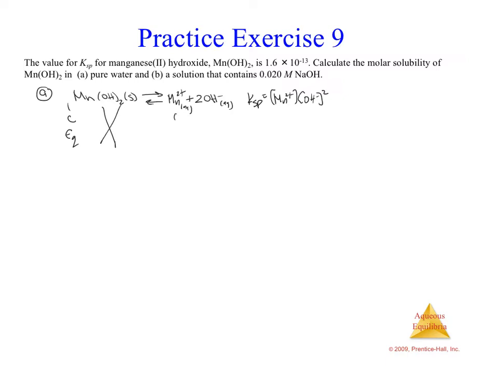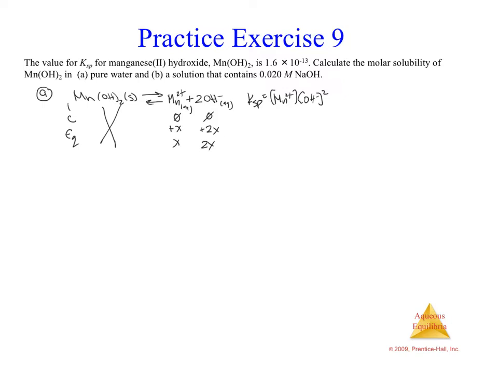Solids we ignore. We always start, because we're not told that we have any products, with 0, and they're going to form in this 1 to 2 mole ratio, which we keep at equilibrium. Now we have to stop and think, how do I solve for x?